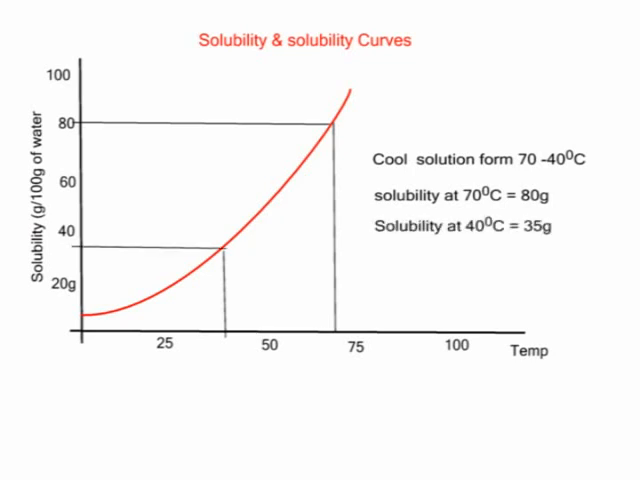So between 70 and 40 degrees Celsius, how much salt will crystallize? It is the difference between those solubilities: 80 grams minus 35 gives 45. So if I cool this solution from 70 to 40 degrees Celsius, 45 grams of the salt will be deposited. Easy.